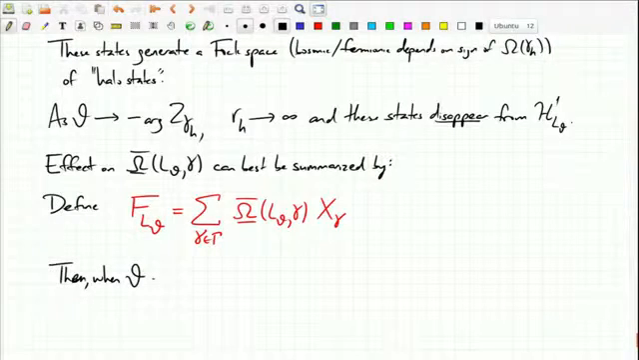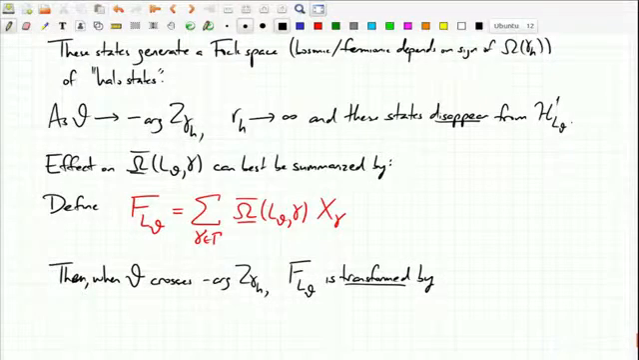And now, when theta crosses minus the argument of z gamma h, as we said, this F_L theta changes. This F_L theta changes because the omegas will change. The omegas change because some states disappeared from the spectrum, or appeared, depending on which way you cross the wall. But if you want to summarize what that change is, you can describe it as just a change of variables.